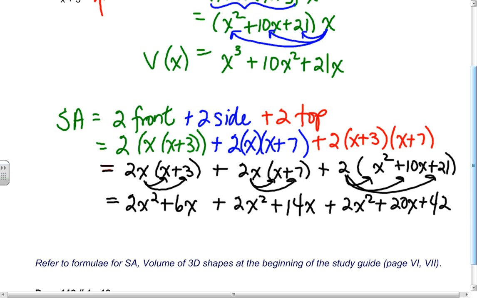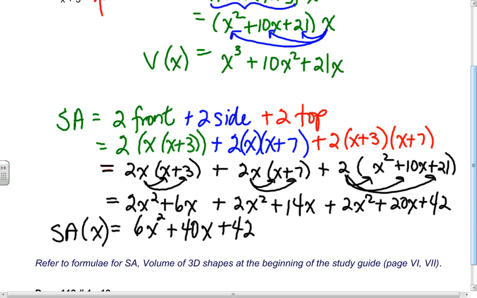So my last step is to put the piles in order. I've got x squareds, x's, and numbers. So my piles of x squareds total 6x squared. My x's, 6 and 14 and 20, which would be 40 x's. And lastly, I have the number 42. So an expression for the surface area would be 6x squared plus 40x plus 42. That is surface area in terms of the height. So if I knew the height, then I would know the total surface area.